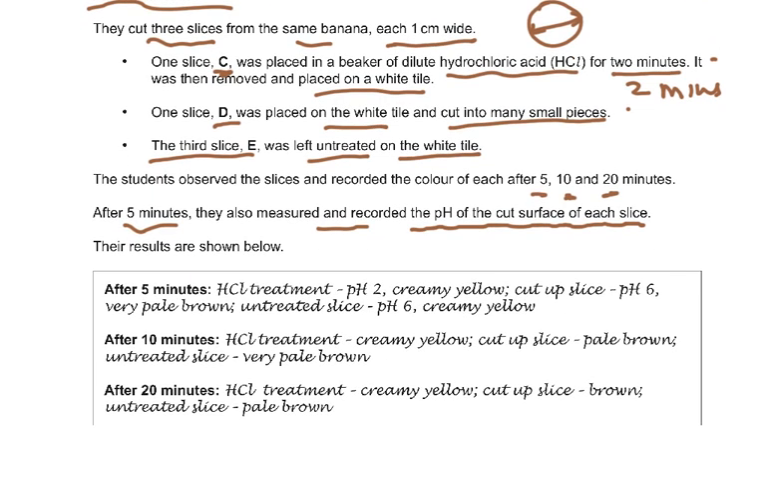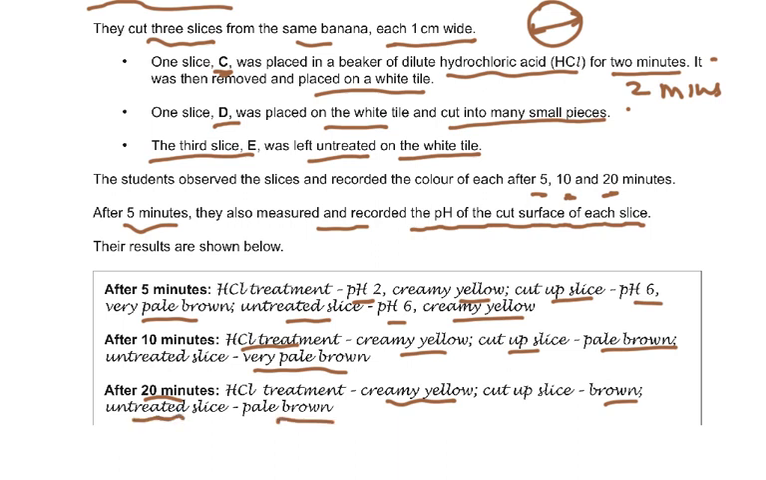After 5 minutes, HCl treatment pH 2, creamy yellow; cut up slice, pH 6, very pale brown; untreated slice, pH 6, creamy yellow. After 10 minutes, HCl treatment creamy yellow; cut up slice, pale brown; untreated slice, very pale brown. After 20 minutes, HCl treatment creamy yellow; cut up slice, brown; untreated slice, pale brown.